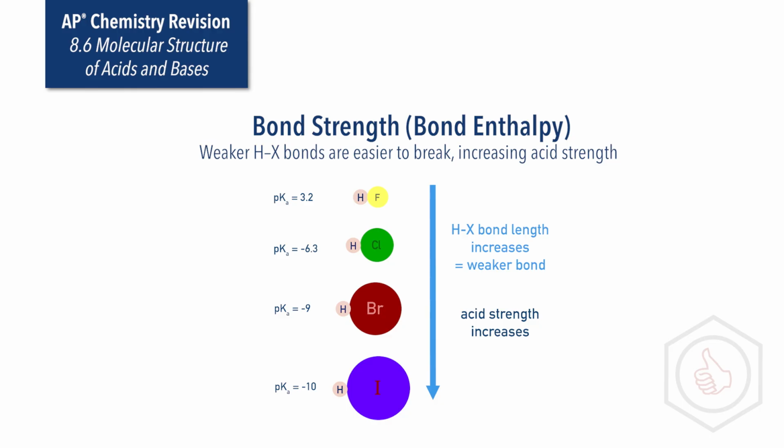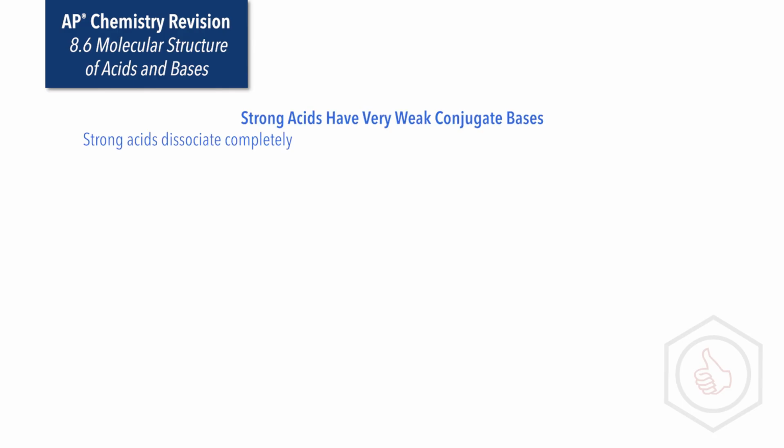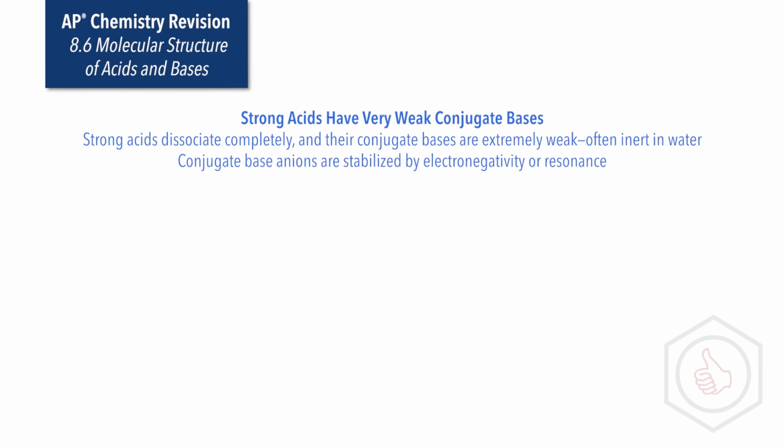This can be summarized by a few key rules. Strong acids have very weak conjugate bases. They dissociate completely, and their conjugate bases are extremely weak, often inert in water. These anions are stabilized by electronegativity or resonance.